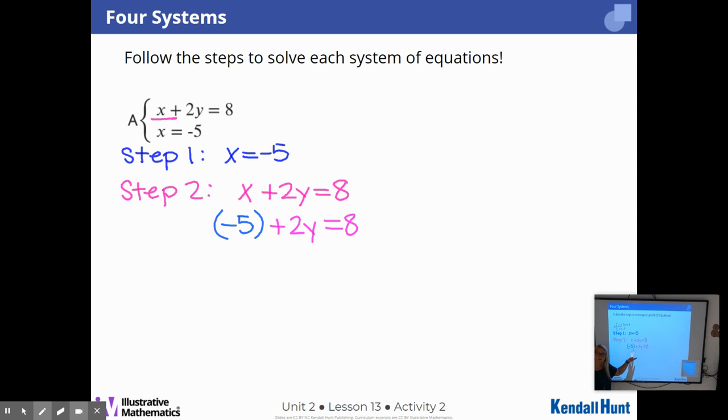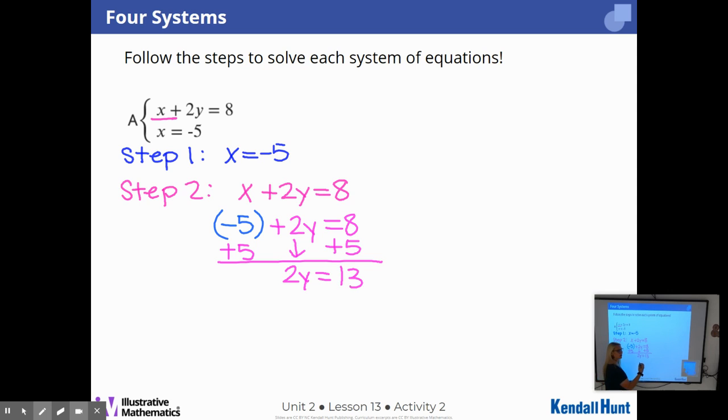So from here, I'm just going to use my order of operations and inverse functions and solve for y. So I have a -y. I need to combine it with its like term 8. So I'm going to add 5 to both sides. Those cancel out for me. I bring down my 2y. And 8 plus 5 is 13.